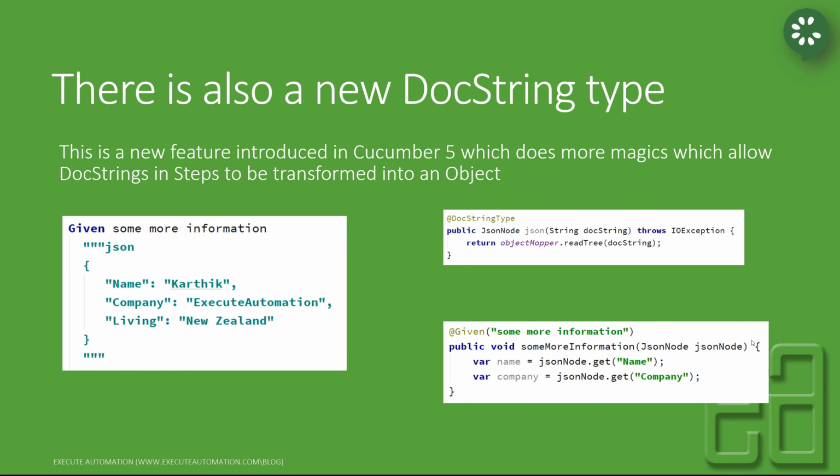As you can see, I have a @DocStringType as an annotation, where I'm mapping that using objectMapper.readTree, and this same docstring type is used within my some more information method as a JsonNode that I'm passing in to transform, so that I can get the name and company value out of that. It's very interesting, and really good to see how we can replace complex data that would otherwise need to fit into a data table with a docstring type, like a JSON value. This way we can handle more complex data much more easily.